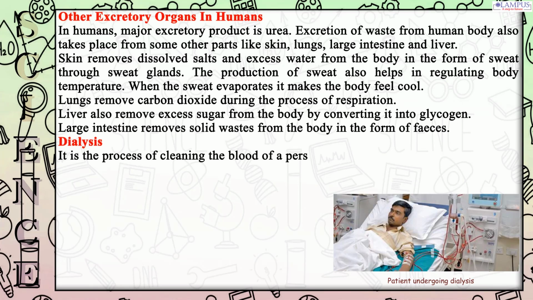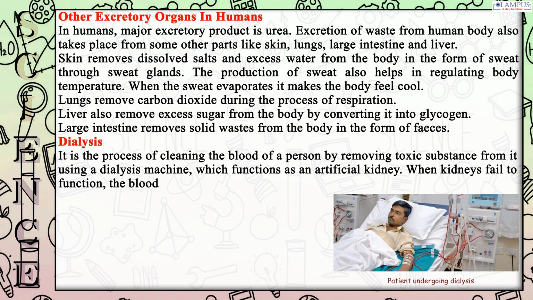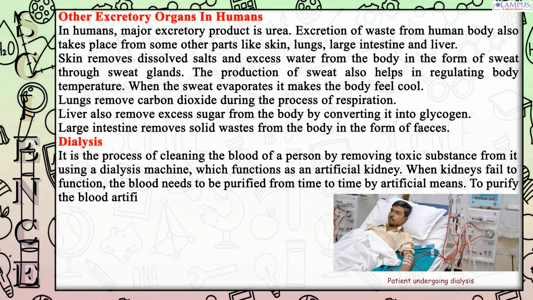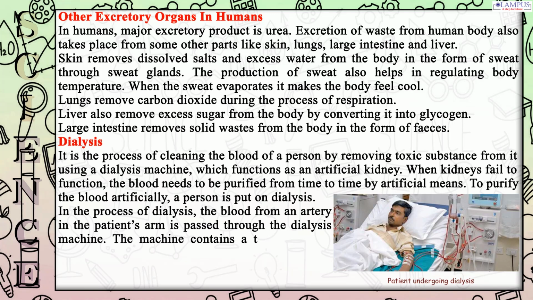Dialysis. It is the process of cleaning the blood of a person by removing toxic substances from it, using a dialysis machine, which functions as an artificial kidney. When kidneys fail to function, the blood needs to be purified from time to time by artificial means. To purify the blood artificially, a person is put on dialysis. In the process of dialysis, the blood from an artery in the patient's arm is passed through the dialysis machine.